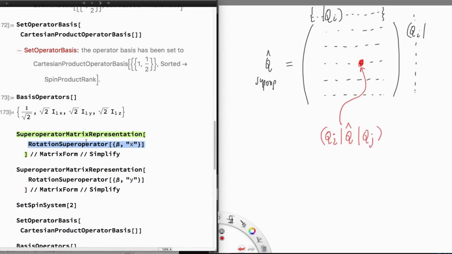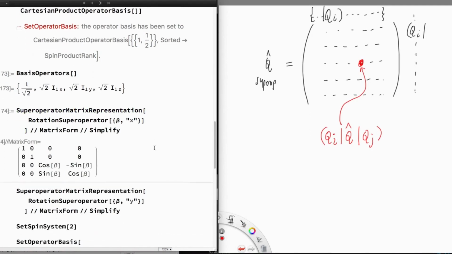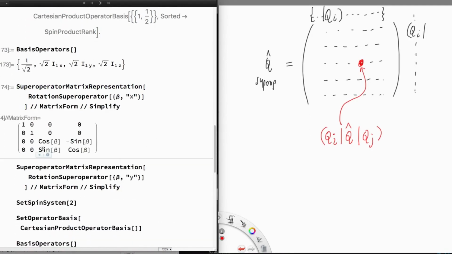So this will be a rotation superoperator by beta around the x-axis. And here SpinDynamica has been asked to evaluate it and then simplify it. And we see a 4x4 matrix, and we see that it has some trigonometric factors, cosine beta, sine beta. In fact, one can recognize that this 3x3 part of the matrix here is just a rotation matrix, which you would use in classical mechanics for the rotation of an object around the x-axis.